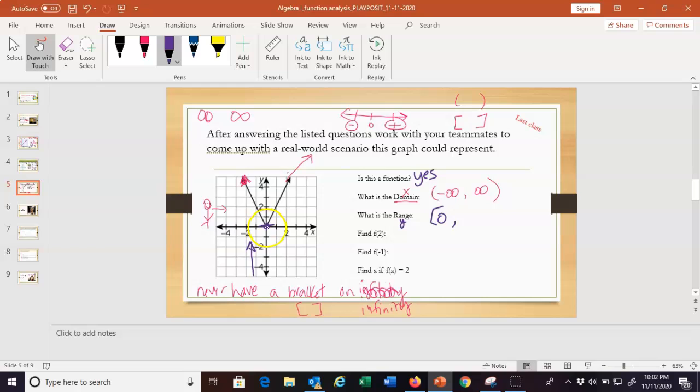And then where does the graph stop on the y-axis? If you keep going up along the y-axis, where are you never going to find the function living? Well, it's always going to be up here, right? Because these are going to just keep going. So we're going to go to positive infinity on the y-axis.